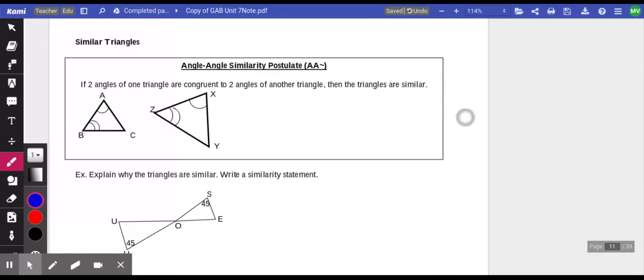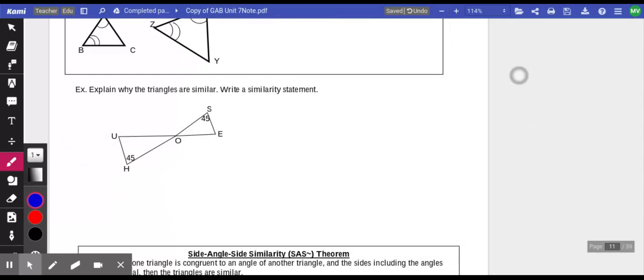Similar triangles. We can prove triangles are similar using two methods. It's important that when you say it, you put the little tilde after. If two angles of one triangle are congruent to two angles of the other triangle, then the triangles are similar. So explain why the triangles are similar.